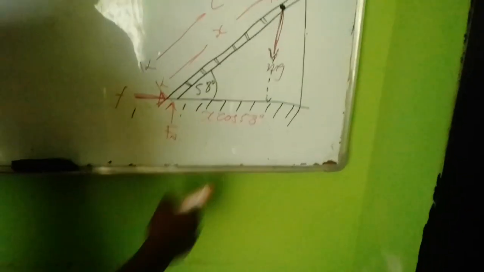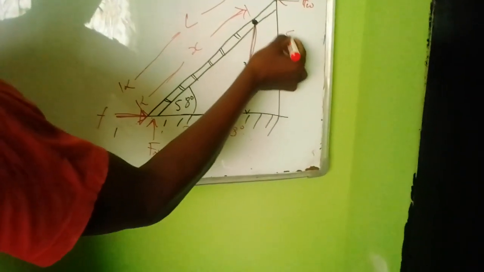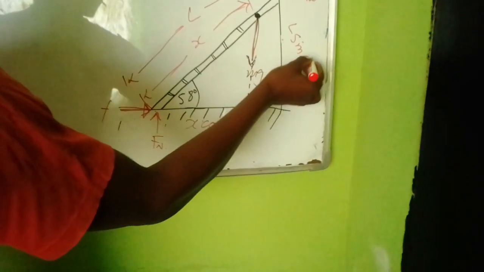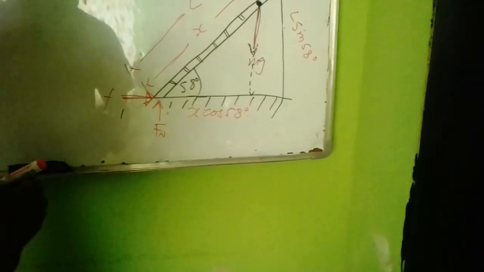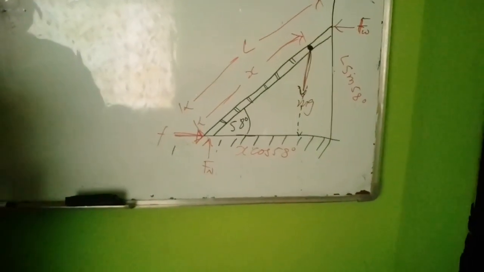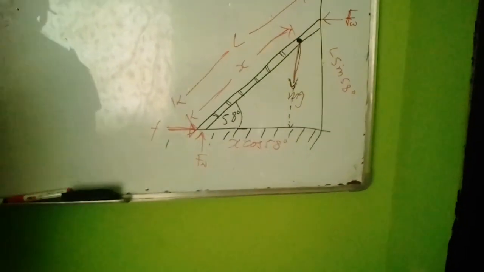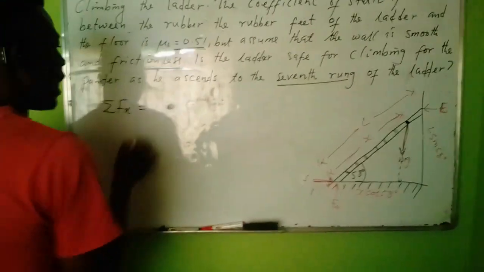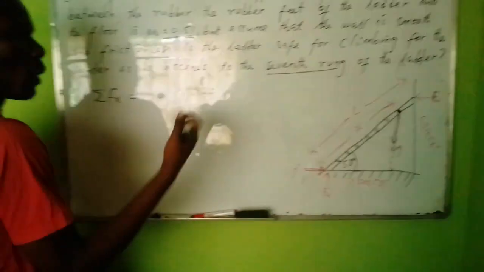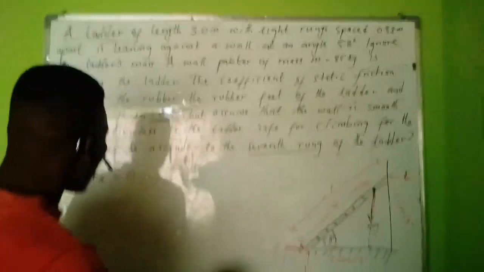Okay, and then this distance also is going to be L sine 58 degrees. We'll need that distance as well, as we'll be dealing with torque. So according to Newton, we're going to start with the horizontal forces in the X, and the summation of all these forces should be equal to 0, because this is static equilibrium.